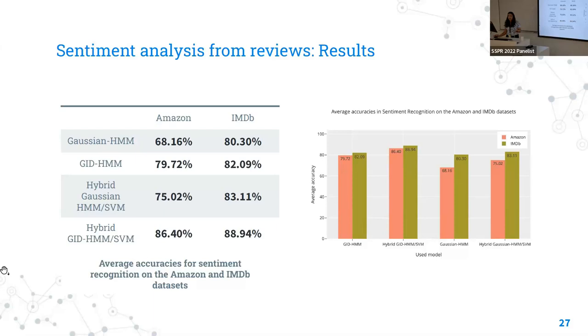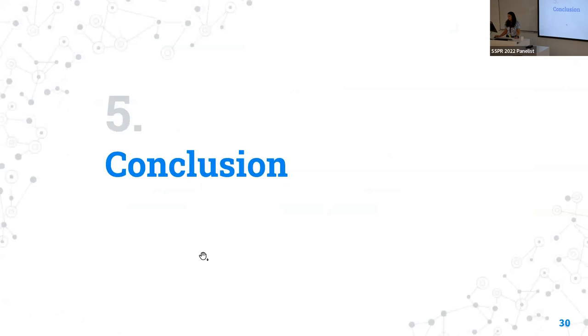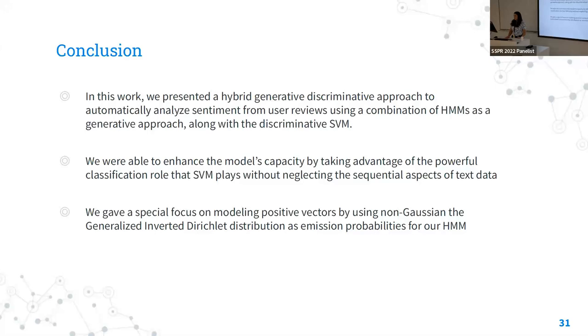So we now know that the generalized inverted Dirichlet, even used with the generative approach itself, will lend us better results than the Gaussian. So just to conclude, we wanted to present a hybrid method, not only a generative method. We wanted to automatically analyze sentiments from user reviews using a combination of hidden Markov model and support vector machines. We were able to enhance the model's capacity by taking advantage of the powerful classification role that the SVM plays without neglecting the sequential aspect of the data.